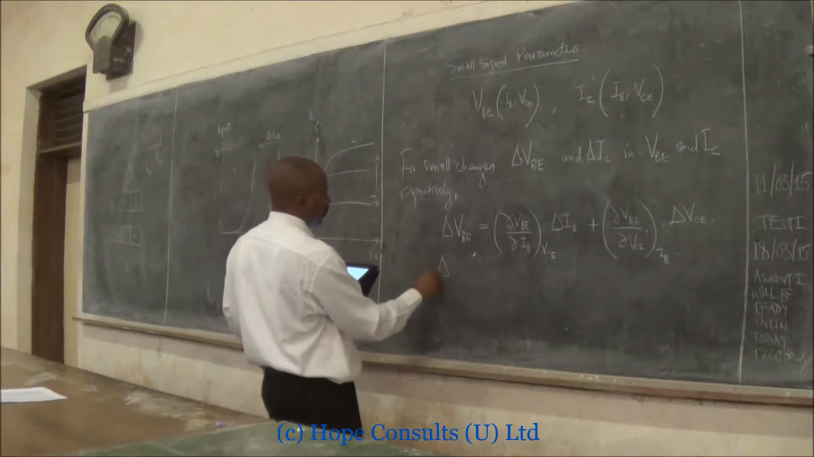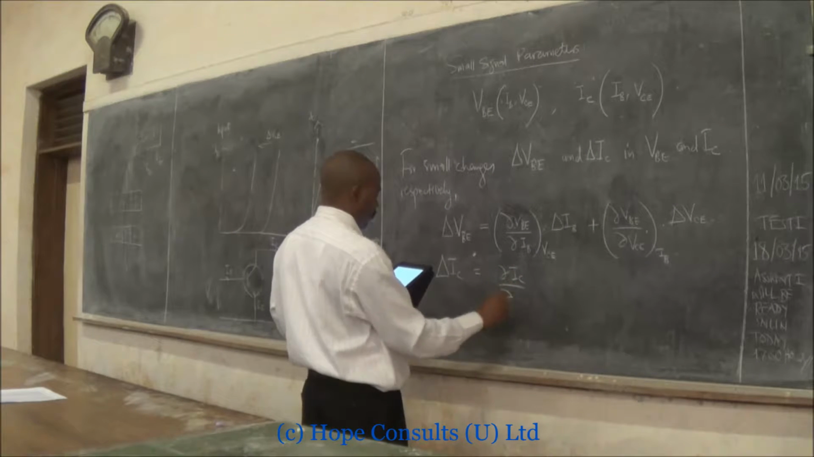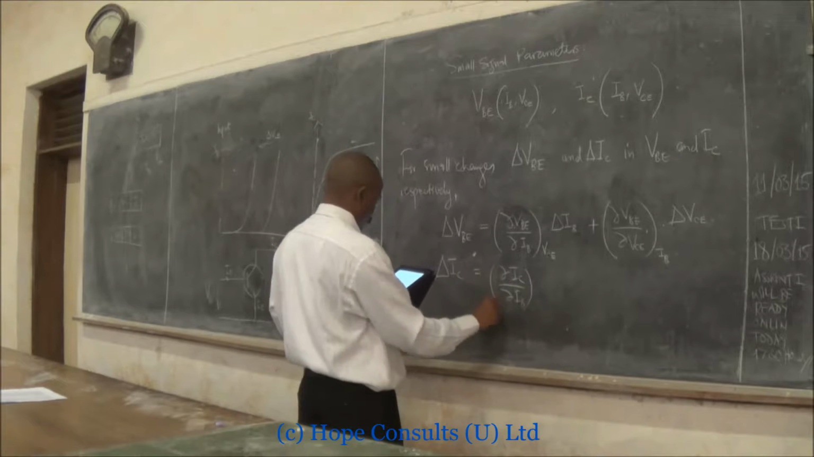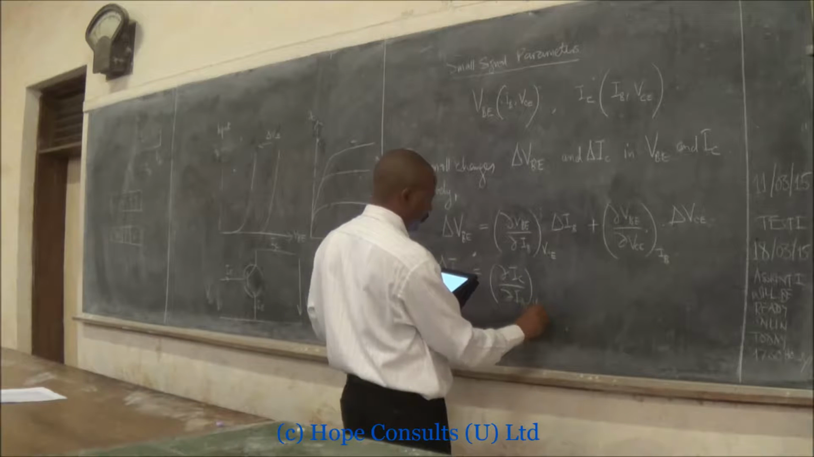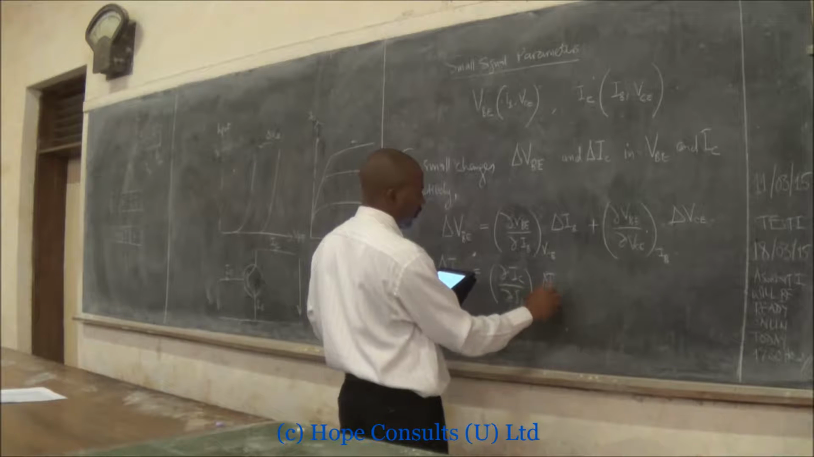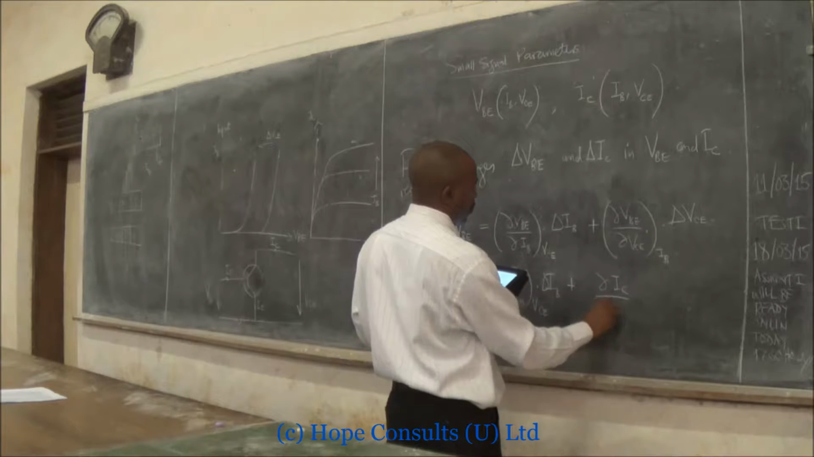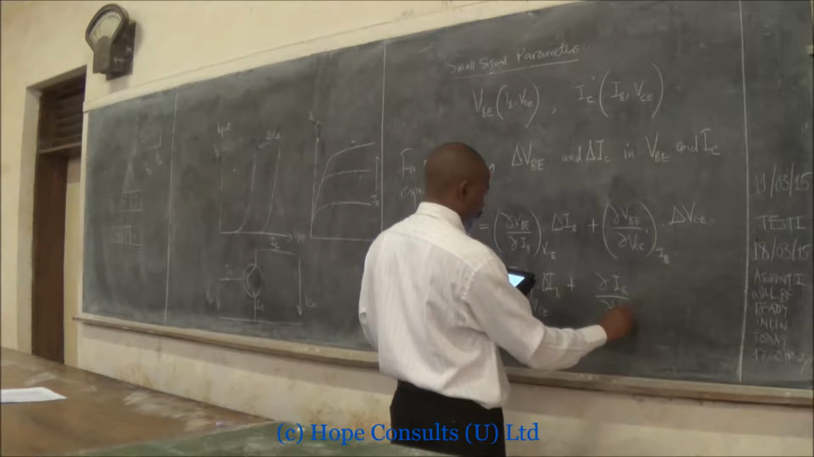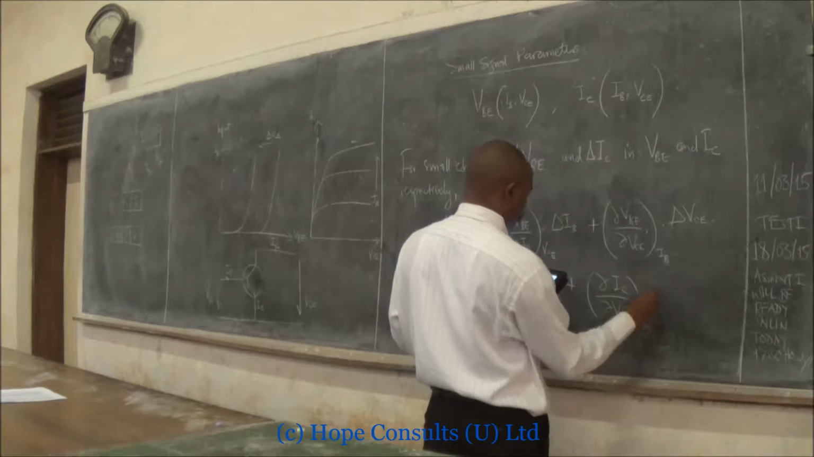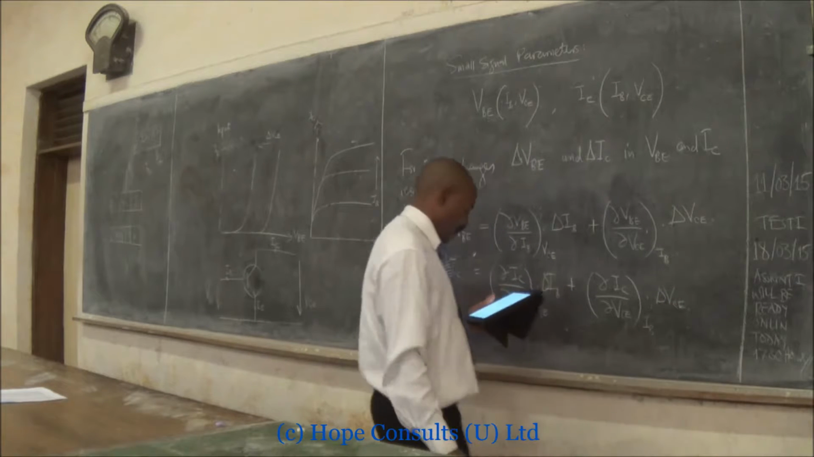Whereas the change in IC will be the same as ∂IC by ∂IB over VCE multiplied by delta IB, plus ∂IC by ∂VCE over IB multiplied by the change in VCE.